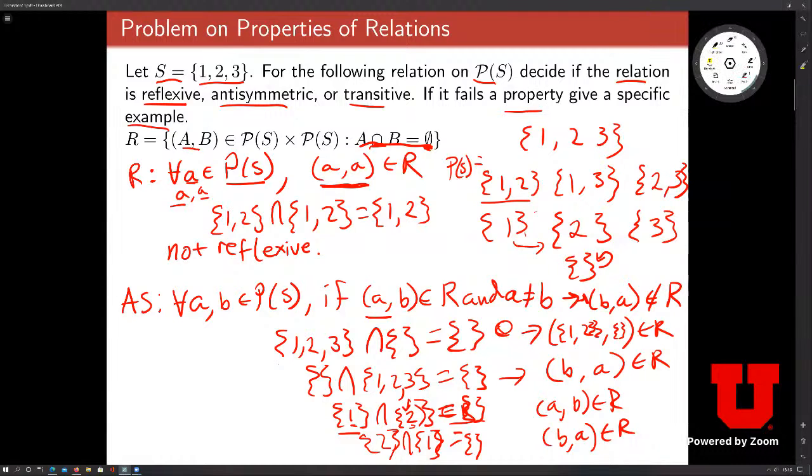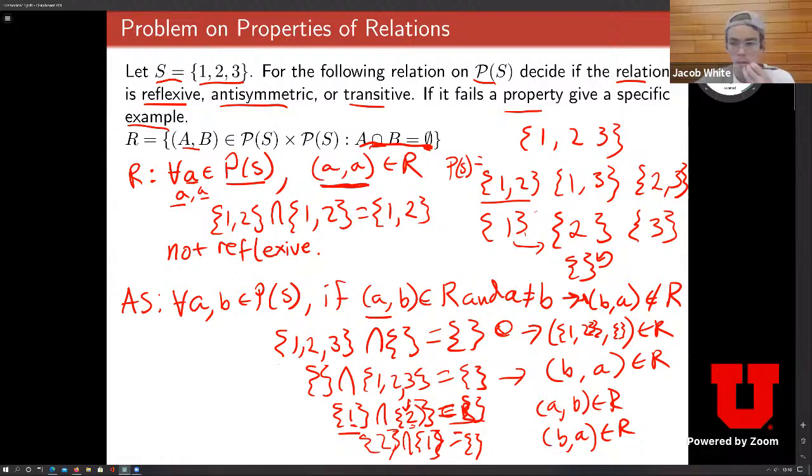Even if the empty set is in both, it would be in the intersection. I'm just saying, since there's nothing else, all you see is the empty set. Yes, if you want to think about it like that, you can. That makes sense. Thank you. Anything else?